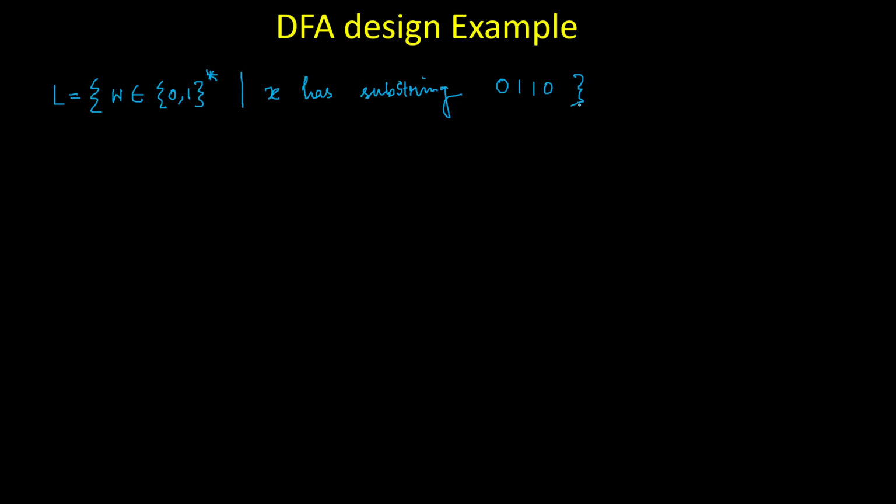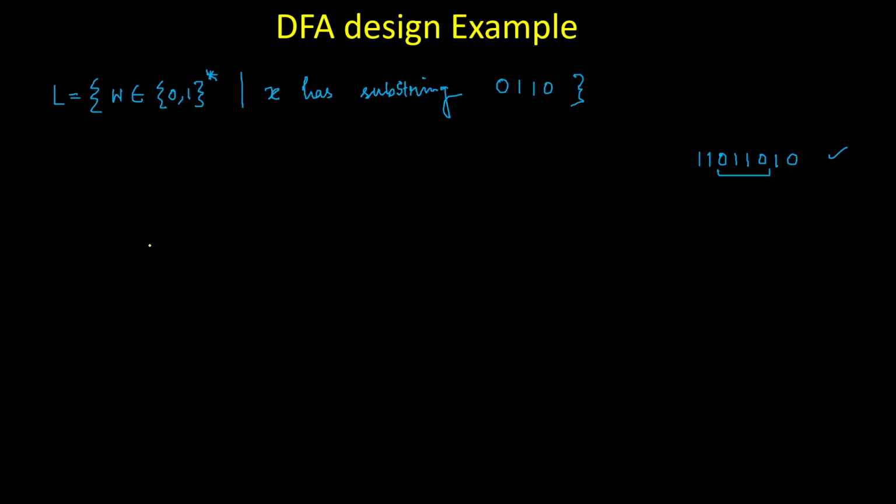So the idea is almost the same. That means I can design, say for example, 1, 1, 0, 1, 1, 0, 1, 0 will be accepted because I have a 0, 1, 1, 0, right? And if this type of substring is not present, obviously the string should be rejected. So the question is how we can design the machine.